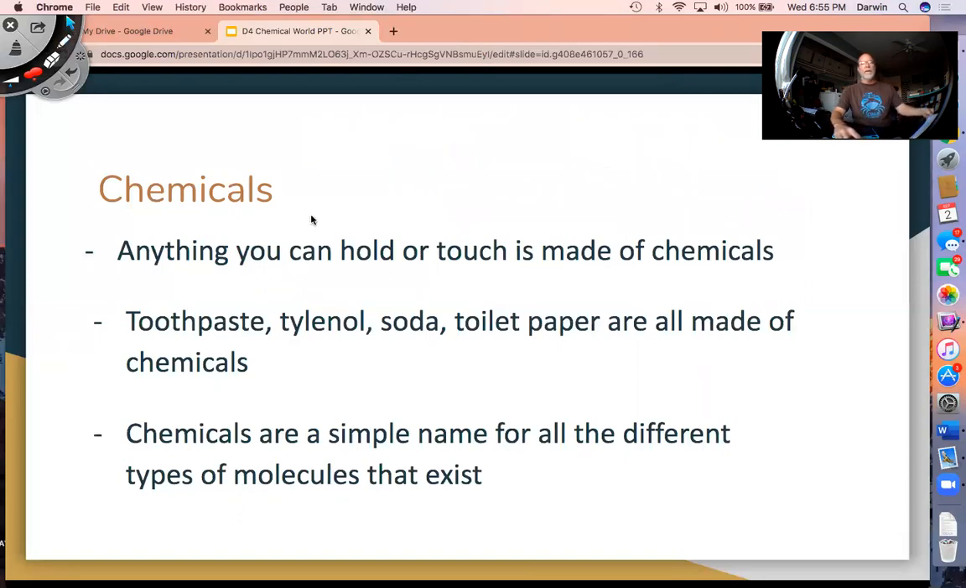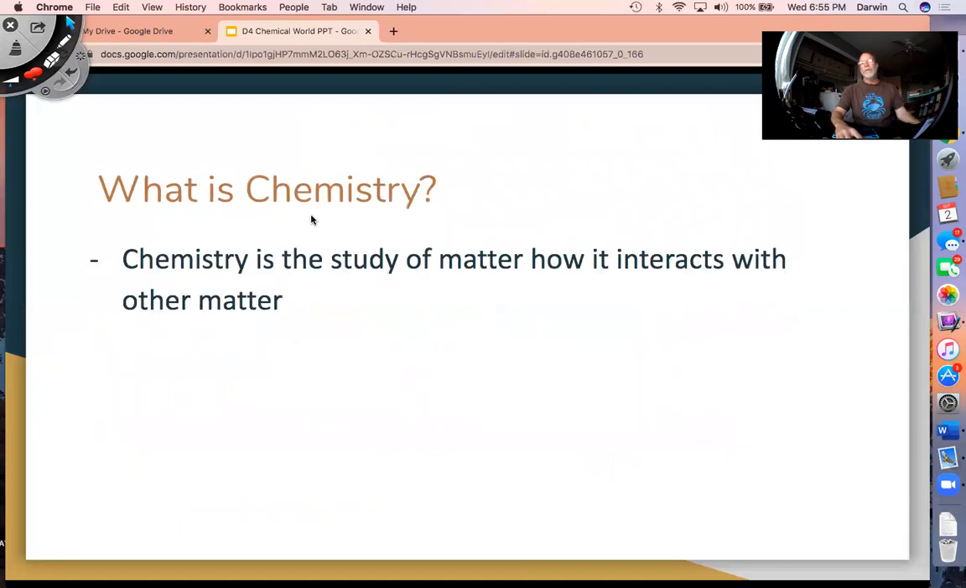So the next thing that we're going to take a look at is, well, what exactly is chemistry? Well, chemistry, which has the word chemicals in it, is made up of matter. Chemistry is the study of matter. And chemistry is made up of all the chemicals. But chemistry is the study of how all those chemicals interact with each other. All those molecules, all that matter. It's the interactions of the chemicals.